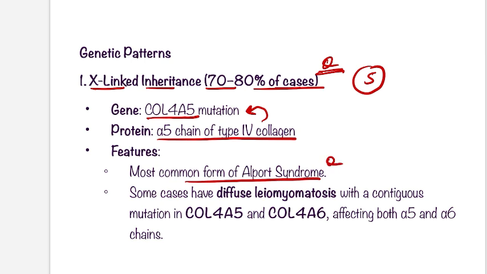The peculiarity of this pattern is its association with diffuse leiomyomatosis, a condition seen in the esophagus. Just remember, X-linked is the most common variant, seen in 70 to 80% of cases, involves the type 4 collagen alpha 5 chain, and is associated with diffuse leiomyomatosis.